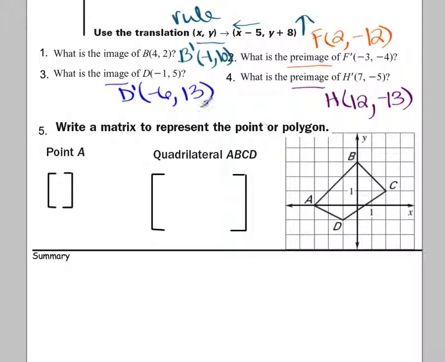So you always want to watch out. Do they want the image? Do they want the pre-image? It's really important to know which one is which.